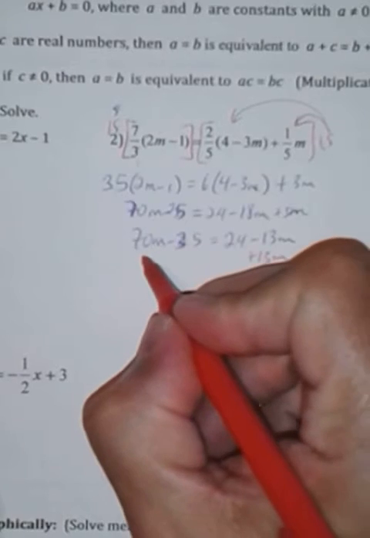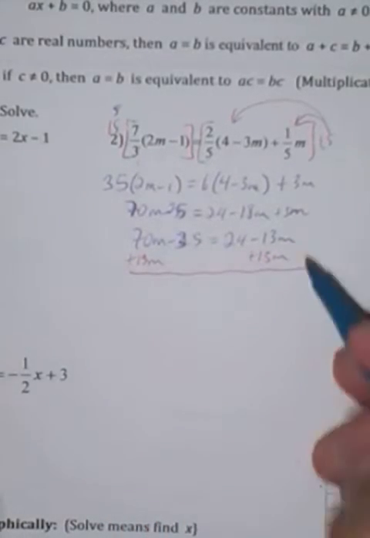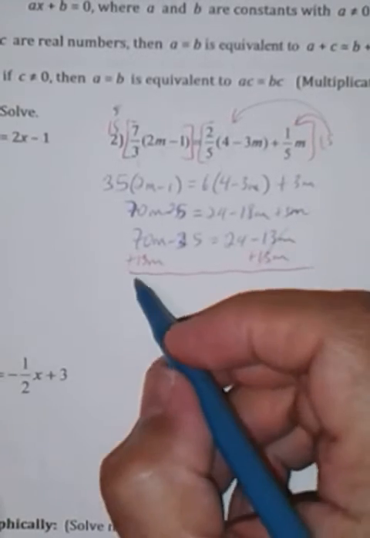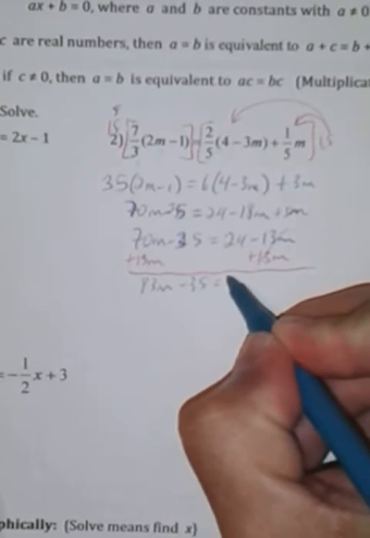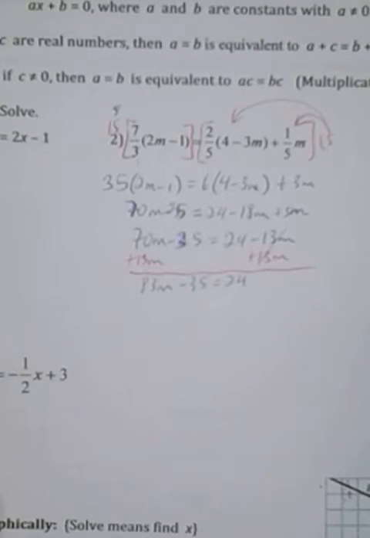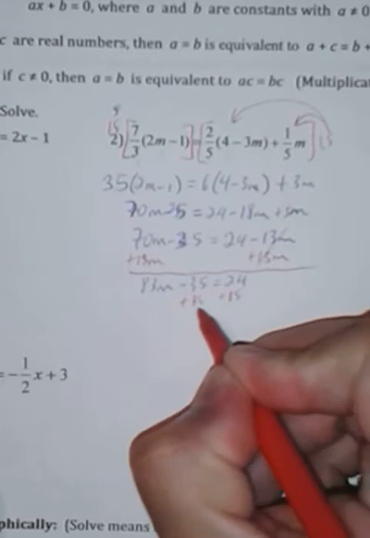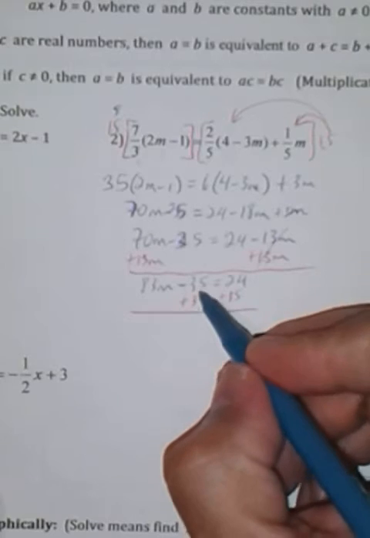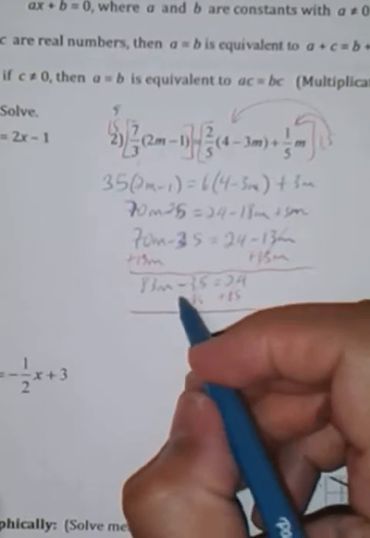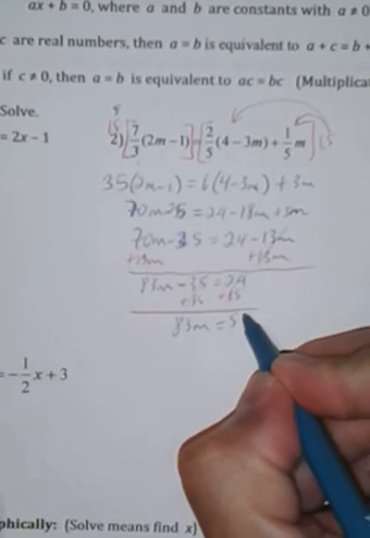Notice that the way I use the addition, that I can add anything, is to cancel numbers that are being added or subtracted. So I have now 83m minus 35 equals 24, and I'm going to add 35. The 35 is being subtracted, so I add 35 to make it a 0. So I have 83m equals 24 plus 35, which is 59.